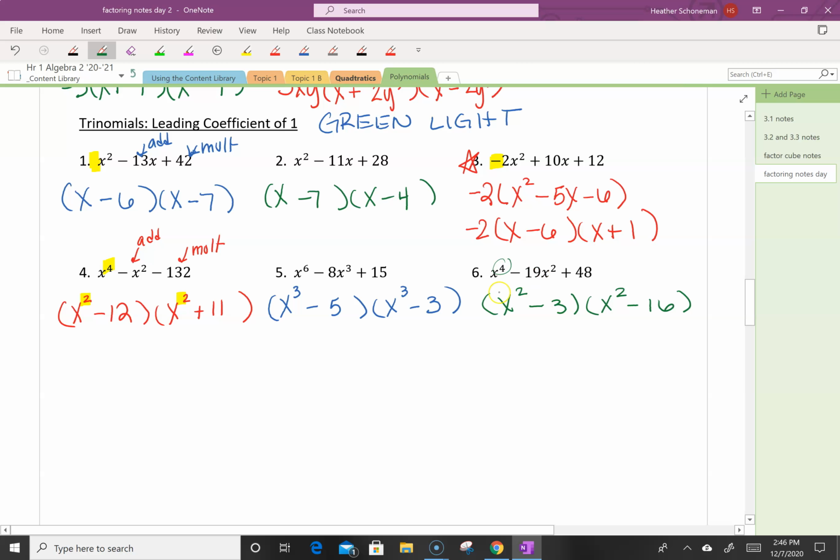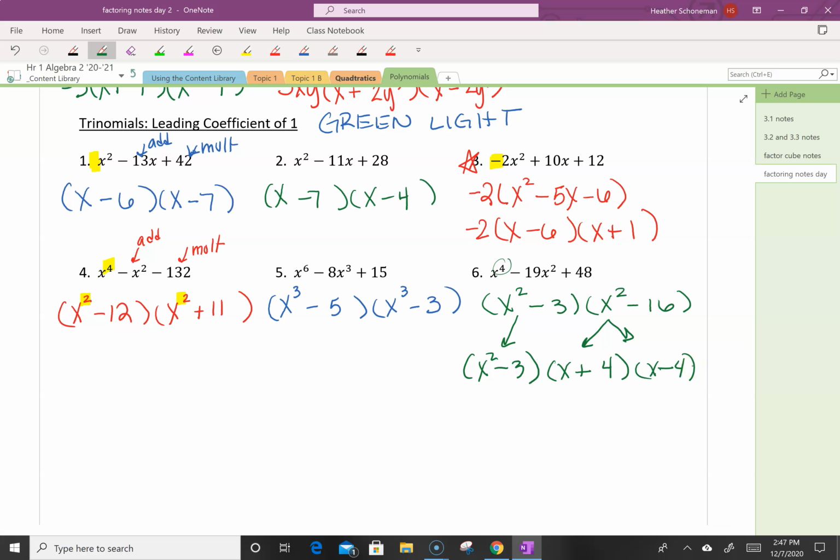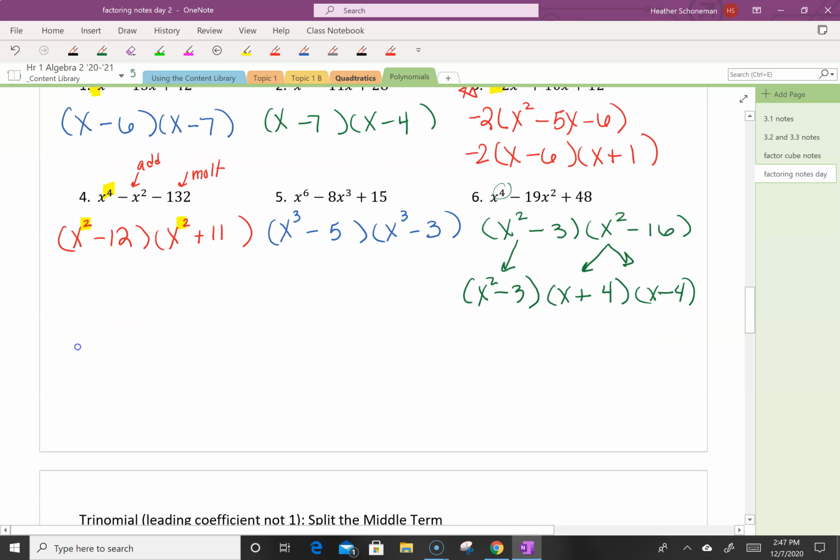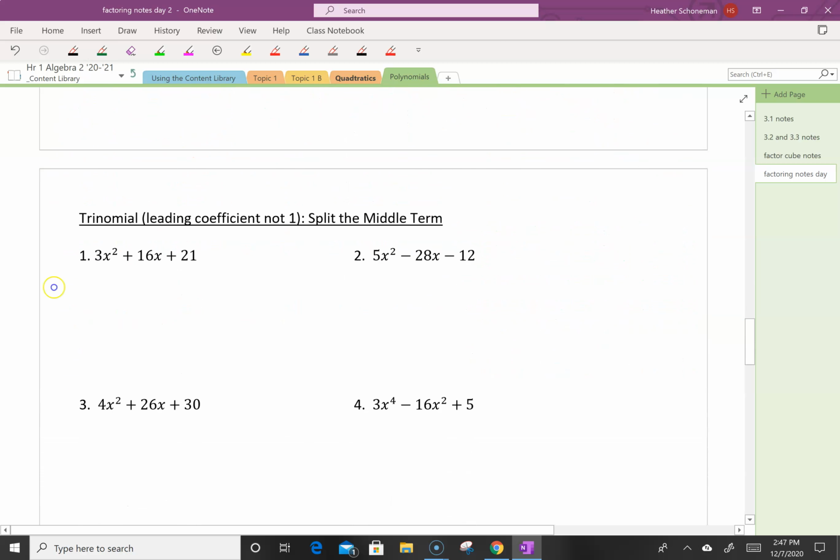Now I got to see if it factors further. This one over here on the left, I can take the square root of x squared, but not 3. Nothing I can do here. But this one on the right, I can take the square root of x squared and 16. So this one stays the same, x squared minus 3. But this one gets split into 2. Square root of x squared is x, the square root of 16 is 4, one's plus, one's minus, and that's your final answer. So in these problems, you're going to have to be looking for other things when you factor. You may just not factor once.